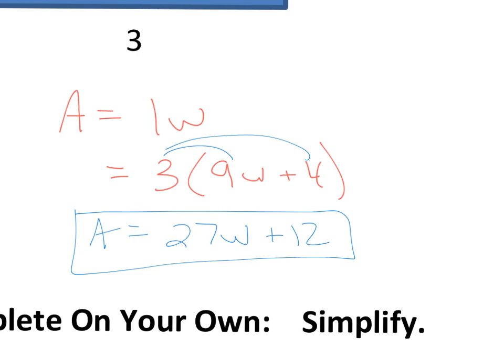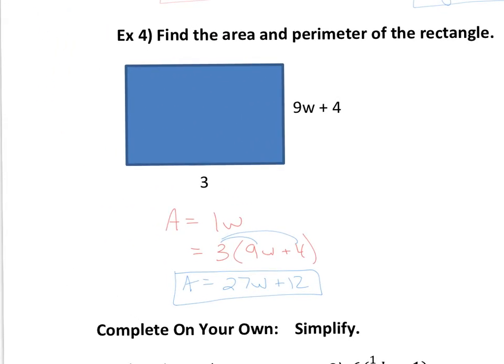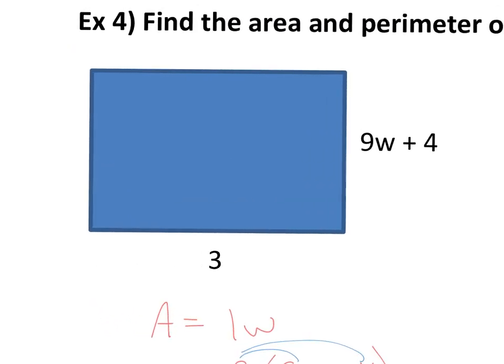Okay. All right, so now let's go back here. We now need to think of perimeter. So perimeter is just where we add up all the sides. So I know that if the bottom's 3, the top's going to be 3. If the right-hand side is 9w plus 4, this guy over here is going to be 9w plus 4. Okay? So now we're going to add up all the sides. So basically just combine like terms.